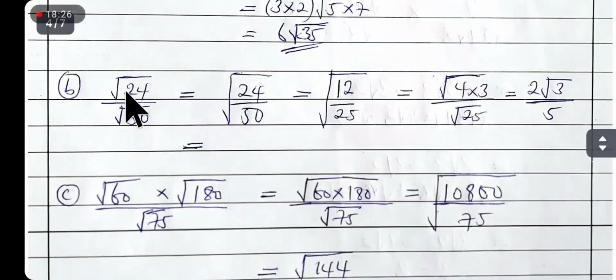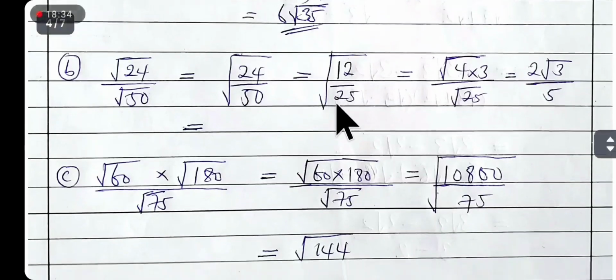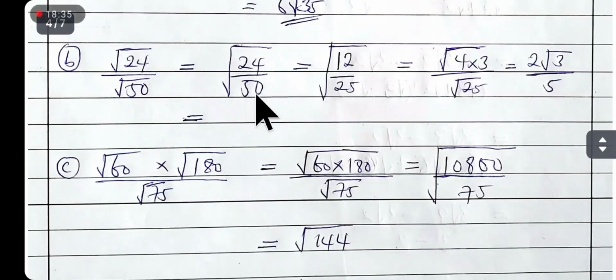Now root of 24 over root of 50 is the same thing as a single square root of 24 over 50. It's the same thing. If you can reduce this, actually, 2 into 24 is 12, and 2 into 50 is 25.